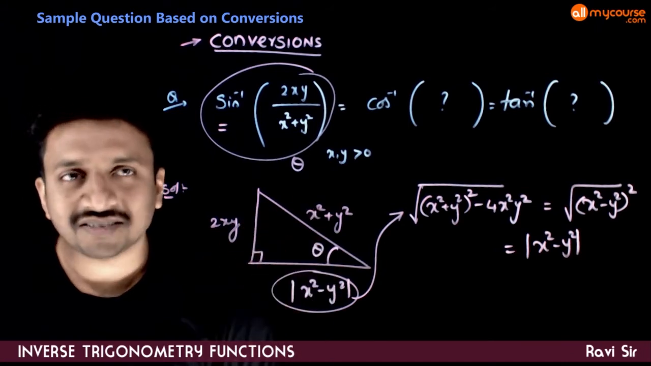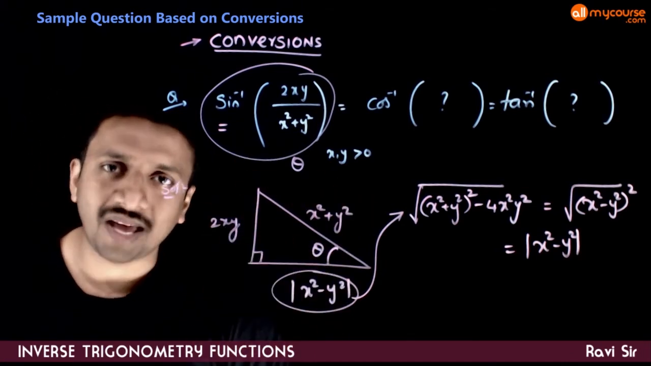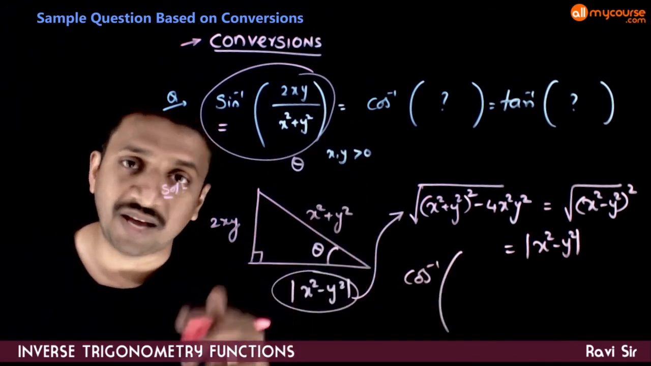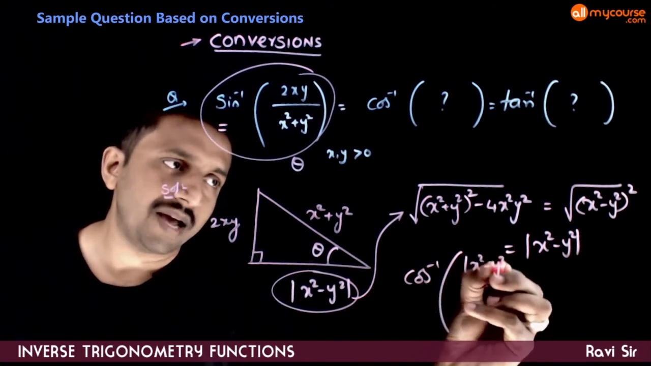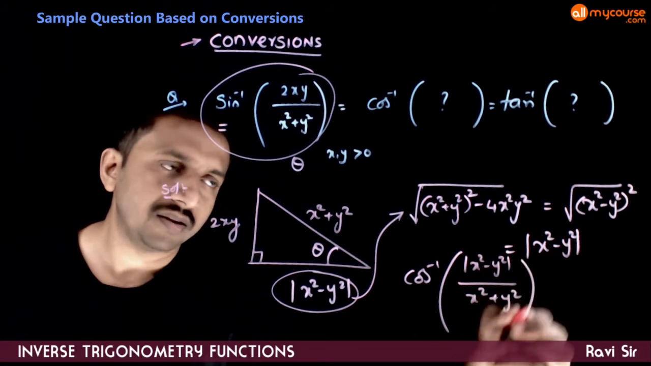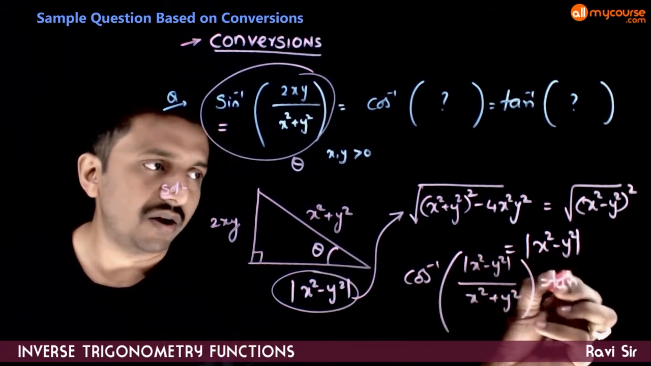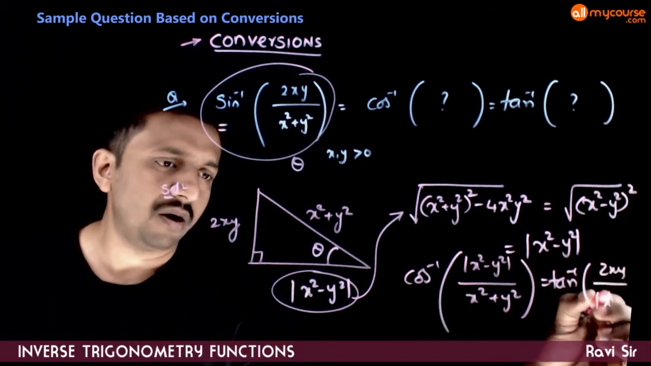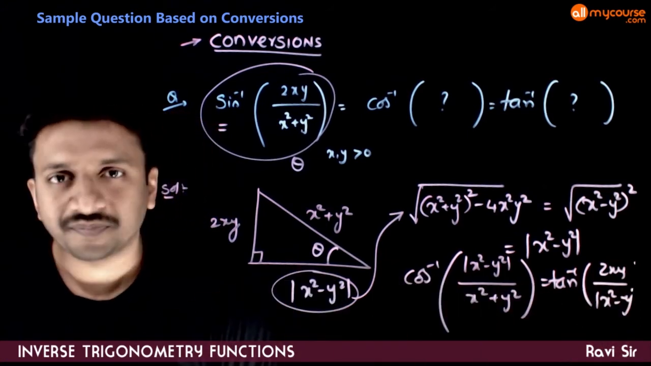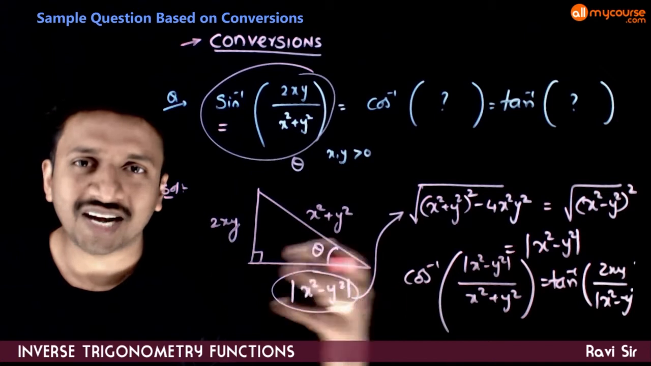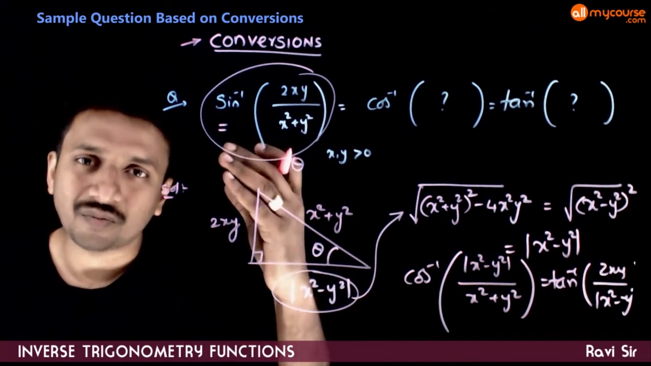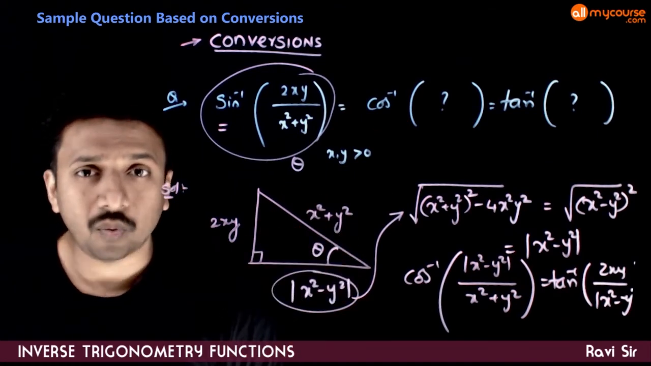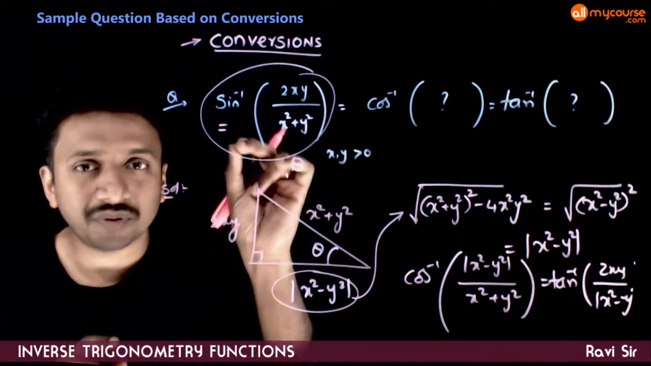Now once you have all the sides, sine inverse of opposite side by hypotenuse is equal to cos inverse of adjacent side by hypotenuse, mod of x square minus y square by x square plus y square, is equal to tan inverse of opposite side by adjacent side, 2xy by mod of x square minus y square. So I hope you understand how we are converting from one inverse to another inverse using the triangle method. Now let us see what manipulations we need to do if the arguments are negative.